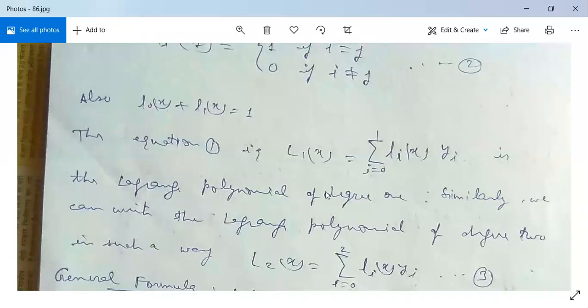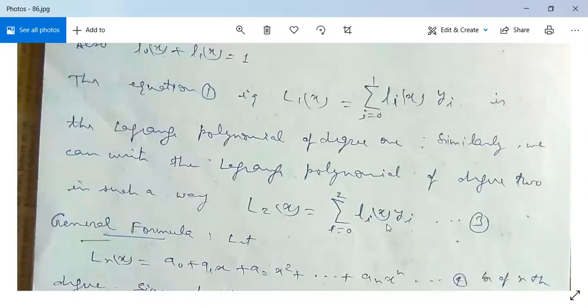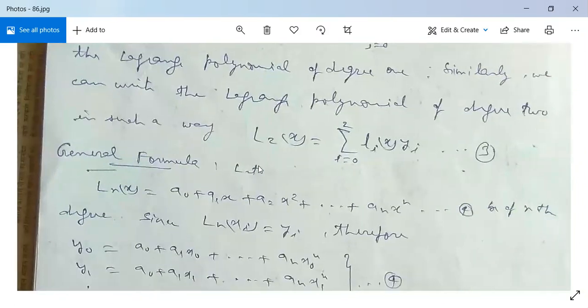It is the simplest case. Similarly, we can write the Lagrange polynomial of degree 2 in such a way: L2(x) is equal to summation i equal to 0 to 2 of Li(x) yi. With one example, it will be very clear to you. We come to the general formula.